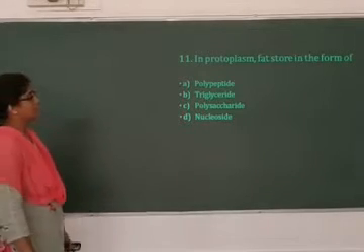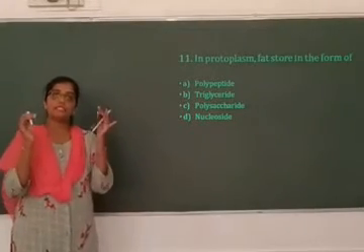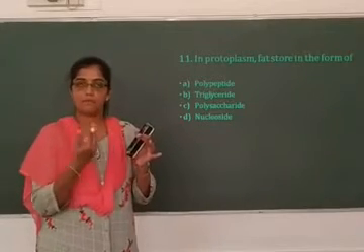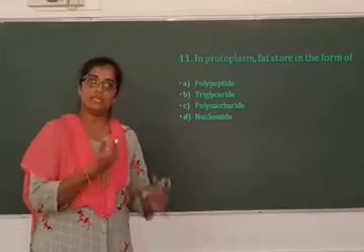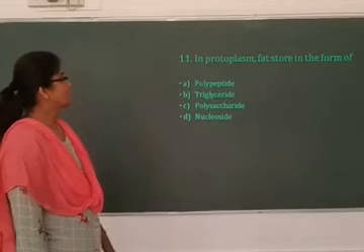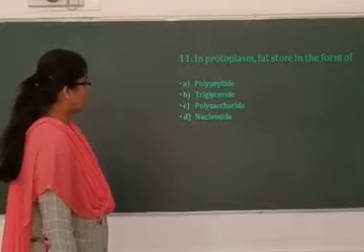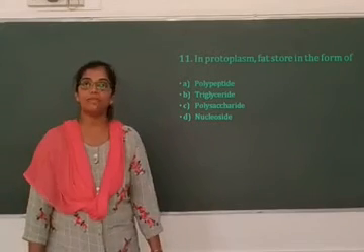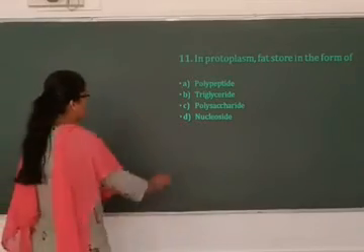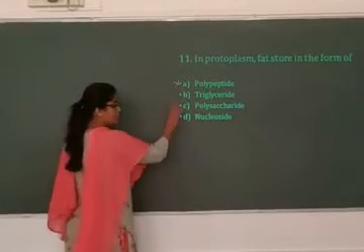In protoplasm, fat is stored. Protoplasm is everything except the cell wall. It includes the plasma membrane, cytoplasm and the contents of the cytoplasm. Everything together is called protoplasm. So fat is stored in the form of, look at the options, polypeptide. Polypeptide is a long chain of amino acids, right? So amino acid is not a fat. So option 1 is the wrong answer. Polysaccharides, a long chain of carbohydrates, is also a wrong option.